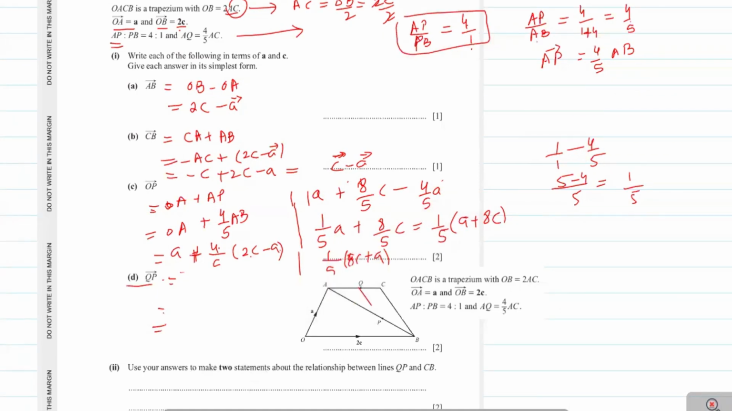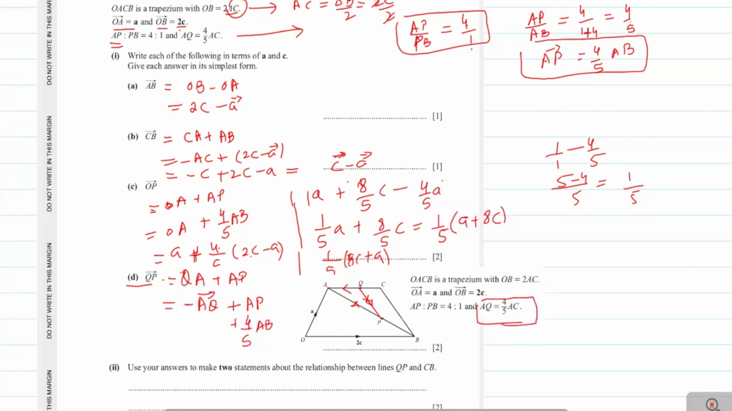Next, we have to calculate the value QP. This is the vector QP, and QP vector is equal to QA plus AP if we take the route from Q to A to P, and this will be equal to QA plus AP. And look here, the QA we can write as minus AQ. If we reverse the vector, this will be equal to minus AQ plus AP. Look here, this is AP equal to 4 over 5 AB. We can write 4 over 5 AB. AQ, look here, this is AQ. This value is already given in the question.